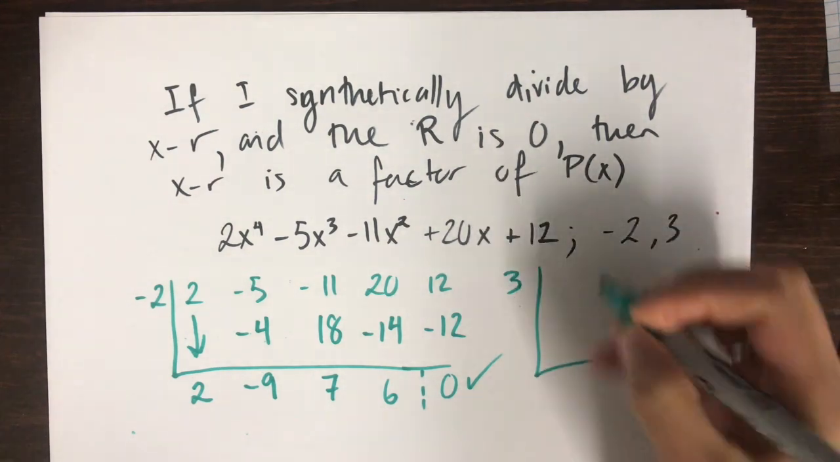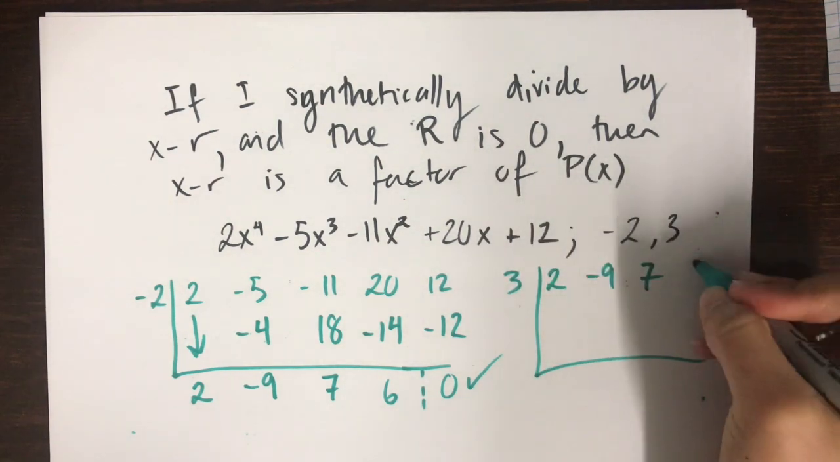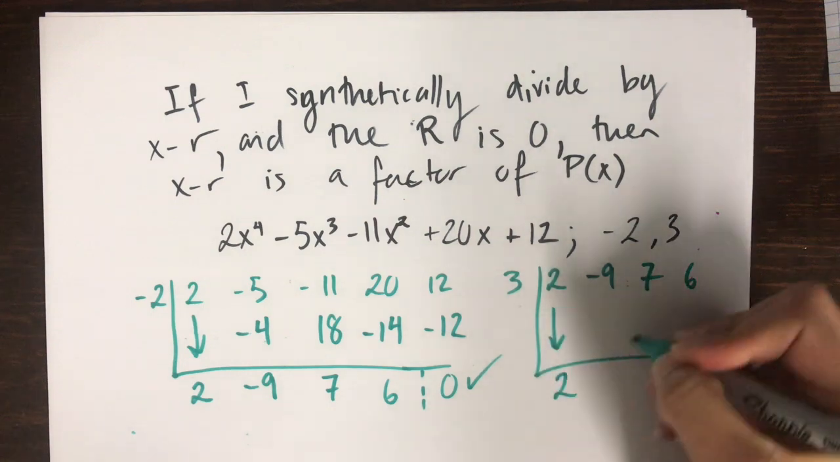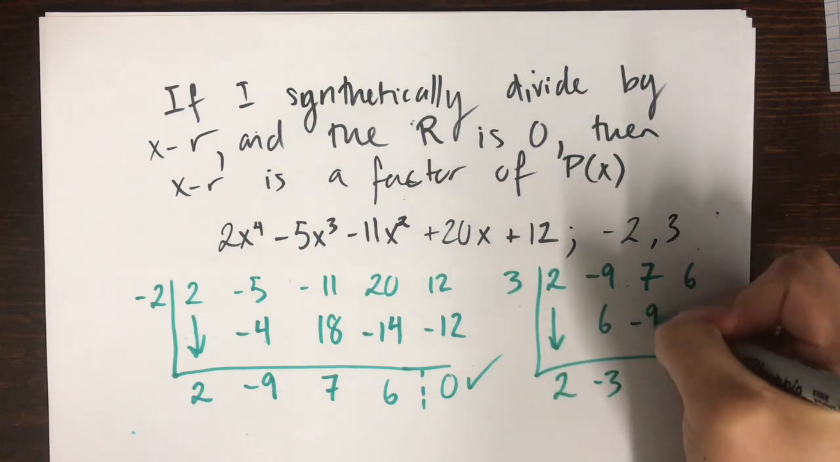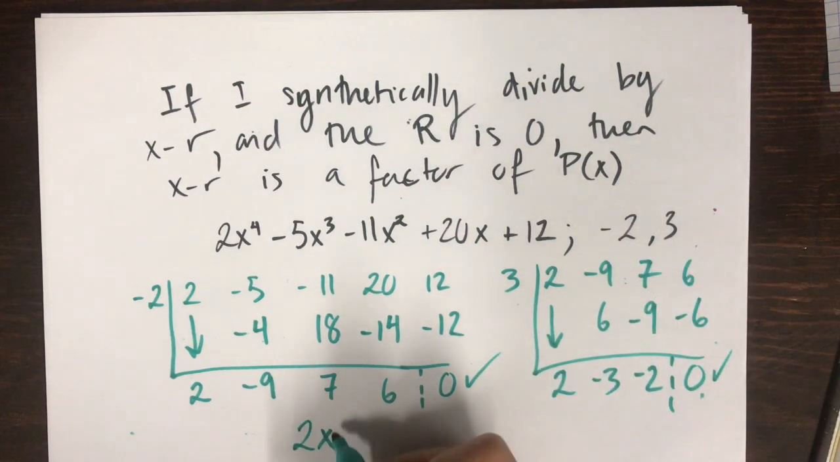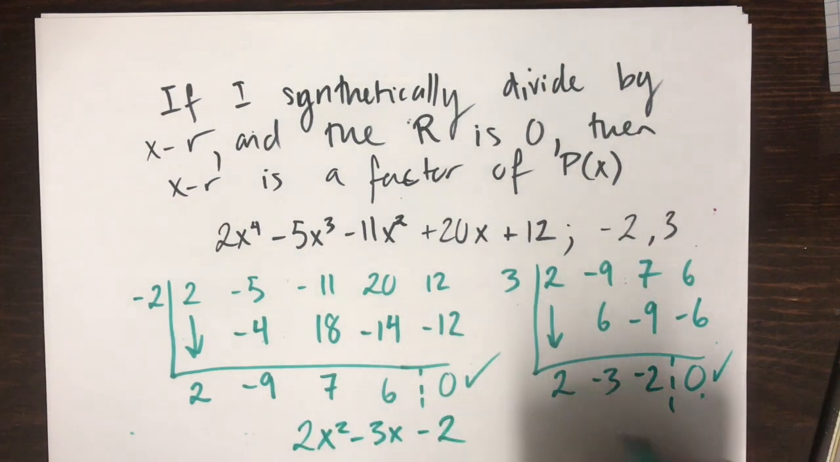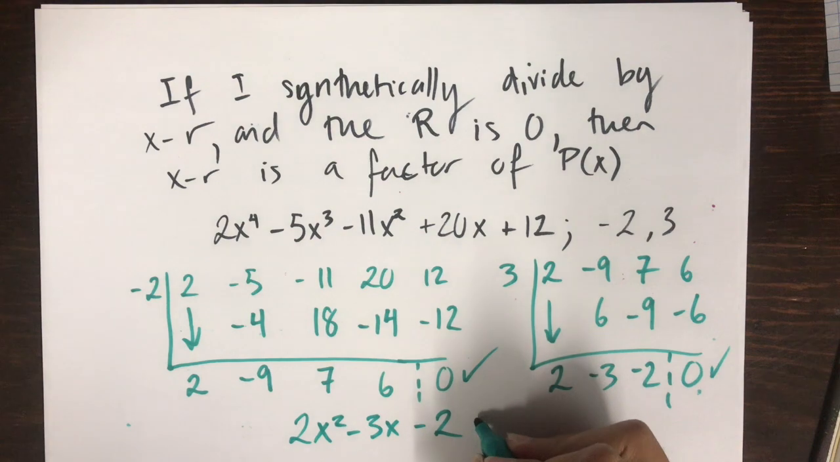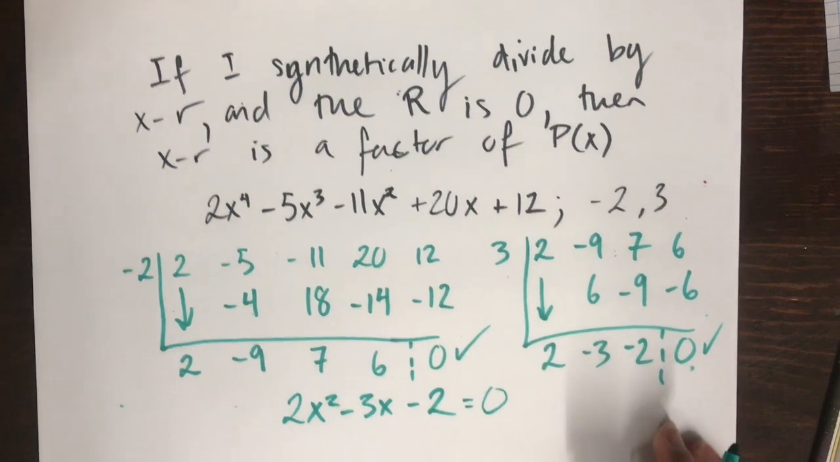Now I'm going to reduce my polynomial because I've divided by x plus 2. I write the reduced form of the polynomial that starts with 2, negative 9, 7, and 6. I don't need to use the first one that's longer; I use a simpler one. And when I synthetically divide by 3, I also get a remainder of 0. So now my new polynomial is 2x squared minus 3x minus 2.